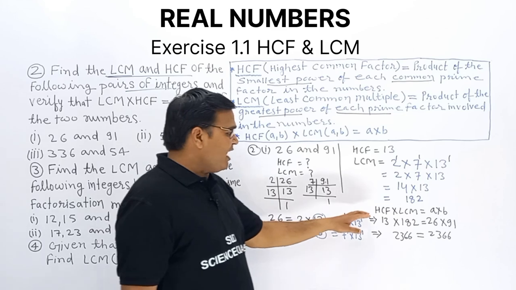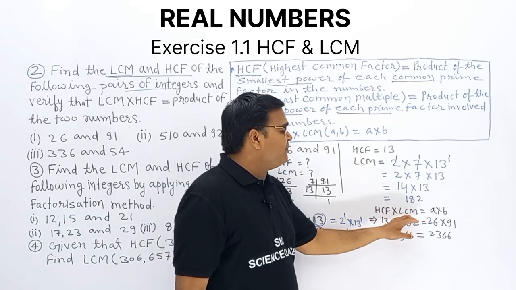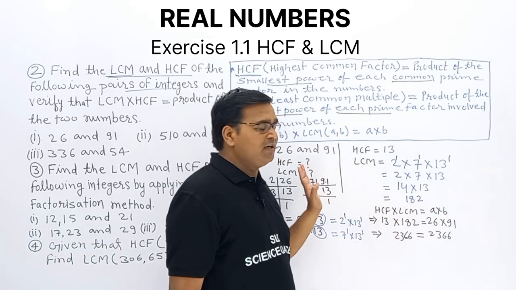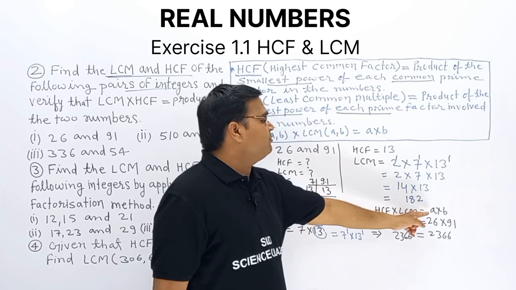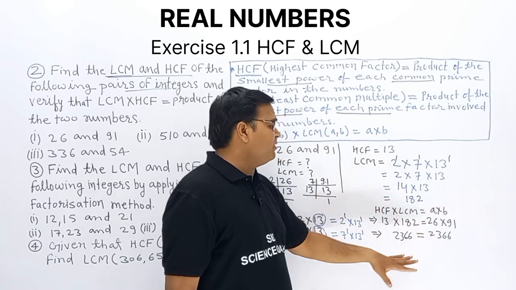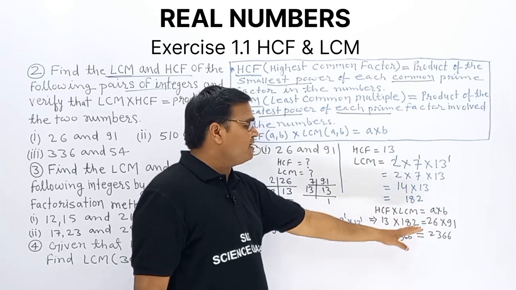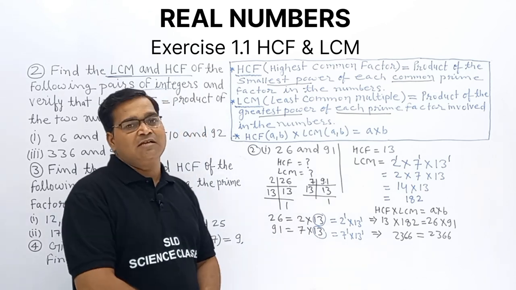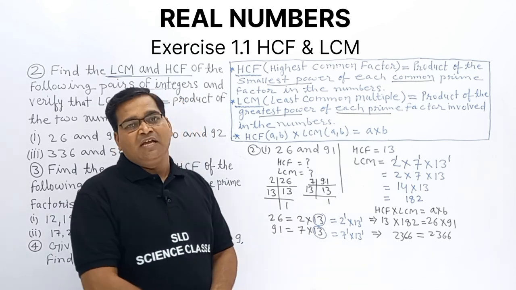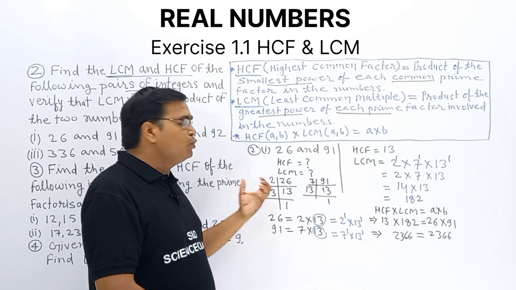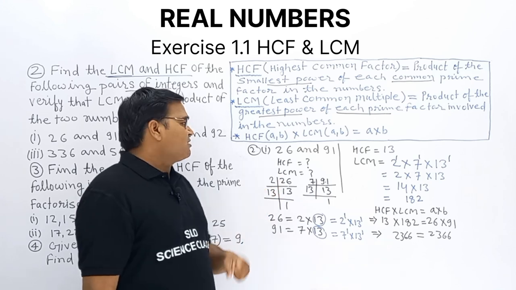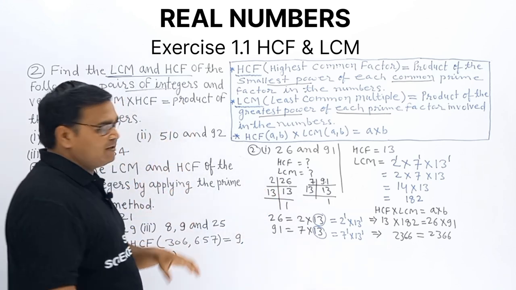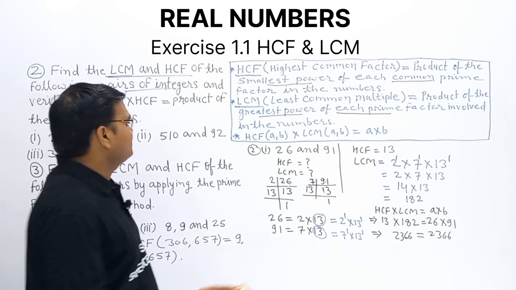Then we verify that the product of HCF into LCM equals the product of the given numbers. The 2 numbers are given, we multiply both, and it must be equal, and we are getting it, so verified, left hand side equals right hand side. So this is the process of finding LCM and HCF of 2 numbers. Now I am going to take the next question. What is the next question? I am writing it there.